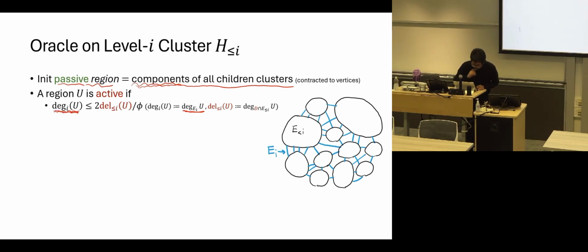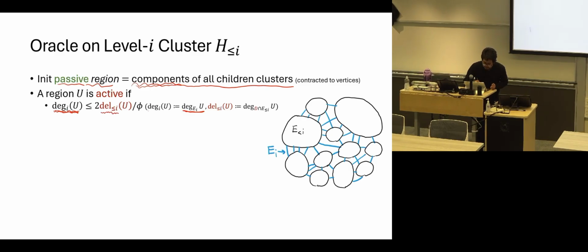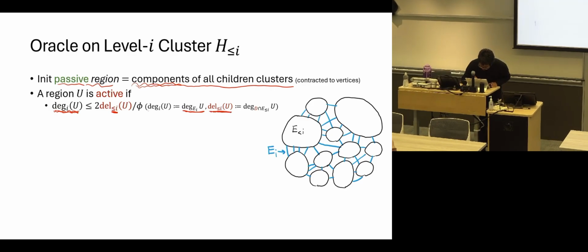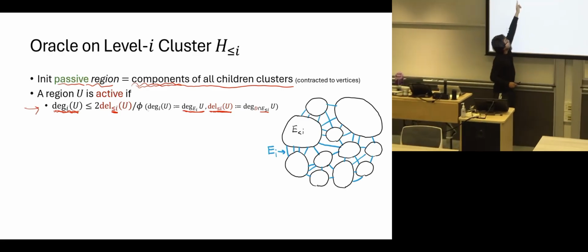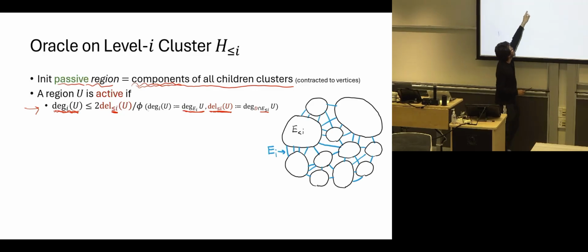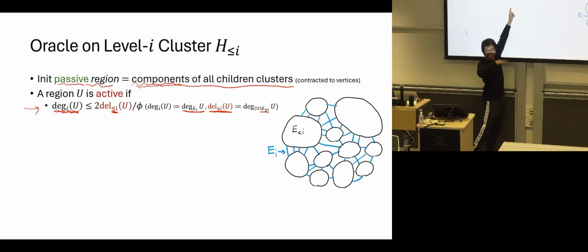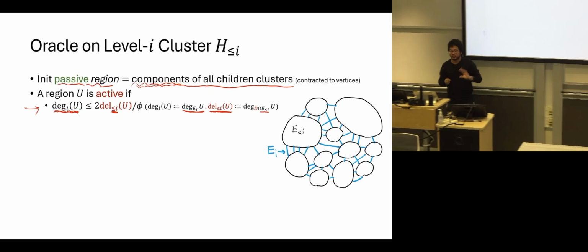And you ask if degree I of u is small compared to the deletions incident to u. But these deletions I count for edges up to level I, not just at level I, from 0 to I. So for del at most I of u, you count the number of deleted edges up to level I. So this just says that if the volume at level I of u is small compared to the deletions up to level I at u, then you say it is active.